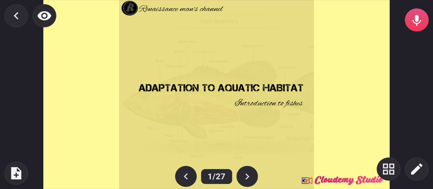Now, in today's class, we'll be talking about aquatic habitats. And the questions we'll be answering for today's class are: what is an aquatic habitat? What are the animals that stay in aquatic habitat? What are the classifications of animals that stay in aquatic habitat? What are the adaptations of these animals to the aquatic habitat? So, let us get into it.